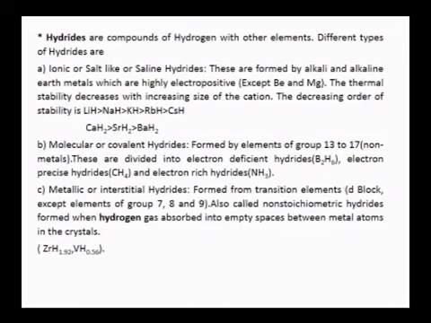In hydrides such as NH3, you have one lone pair of electrons on nitrogen, and in H2O you have two lone pairs of electrons on oxygen, and similarly in HF you have three lone pairs of electrons on the fluorine atom.